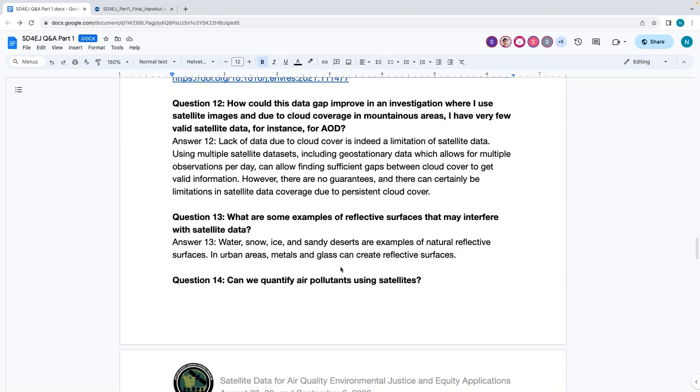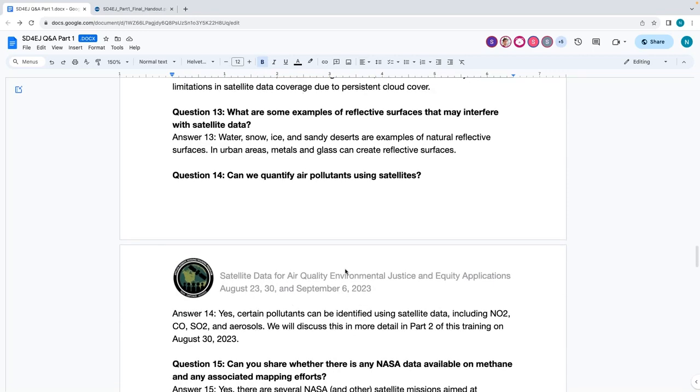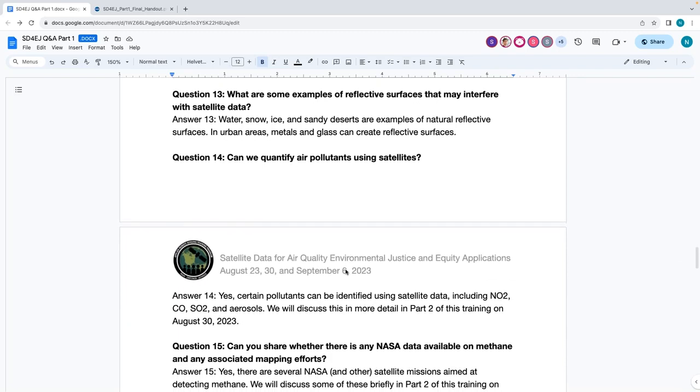Question 13, what are some examples of reflective surfaces that might interfere with satellite data? Examples are water, snow, ice, sandy deserts. These in urban areas, metal and glass, these can interfere with the retrieval algorithms that are used to derive the variables in question.